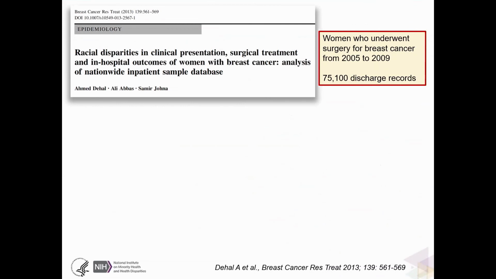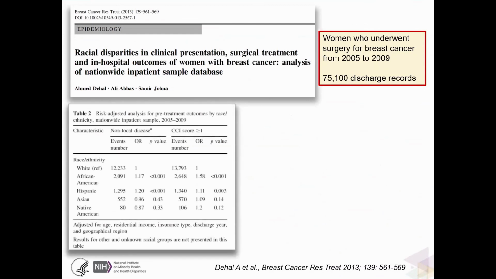They also pointed out that the percent of women without insurance was pretty low, in the single digits, yet the lowest, 1%, was among non-Hispanic white women. Now, in terms of the clinical presentation of the disease, the authors described that African American women had 17% and Hispanic women had 20% increased odds of presenting with metastatic disease. And the presence of comorbidities was also significantly higher among African American women and Hispanic women.